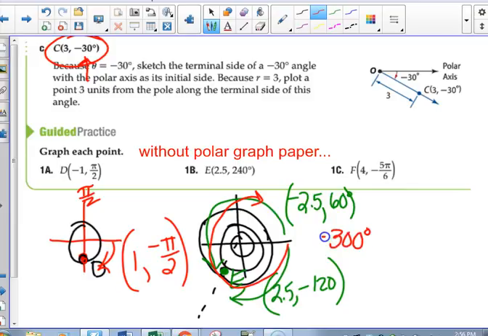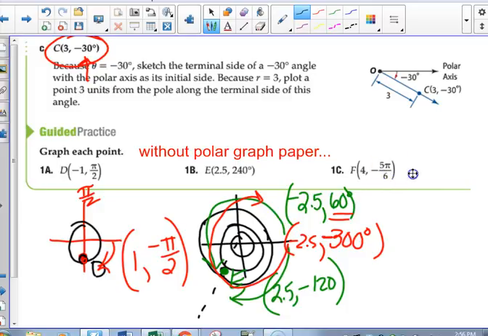Anybody confident? Negative 300, right? Because it was the same spot as 60, yes? 60 and negative 300 would be the same? Okay, that was a struggle. We'll get there. And then you have to be able to do them eventually in radians. Yeah, we can always change them to degrees and change back to radians if we need to.